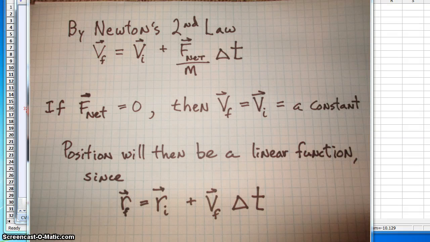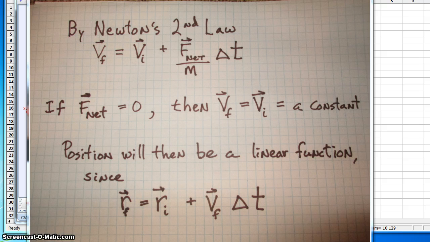By Newton's second law, the final velocity is equal to the initial velocity plus the net force divided by the mass times delta t. If the net force is equal to 0, then the final velocity is equal to the initial velocity, which is a constant.